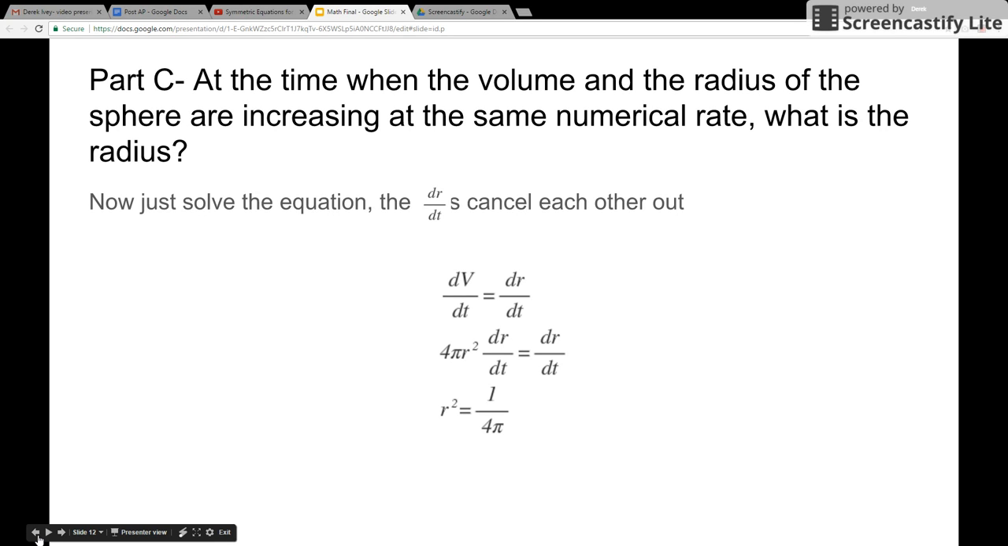Now just solve the equation, and we know that the dr/dt's cancel out because when you divide one by the other, you end up getting r squared equals 1 over 4 pi. And that gives you an answer of the radius being 1 over 2 times the square root of pi centimeters. That's your answer.